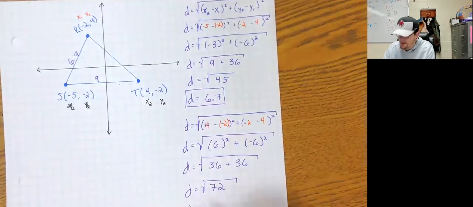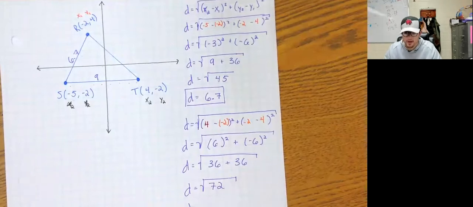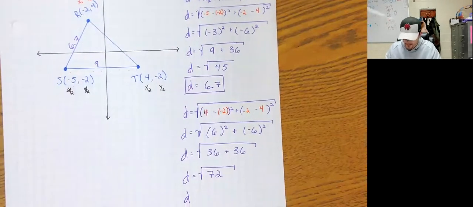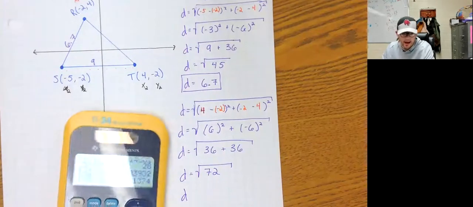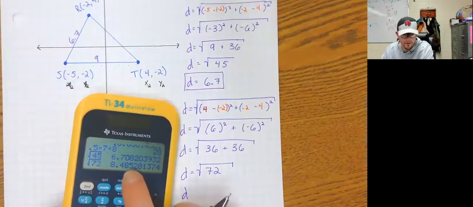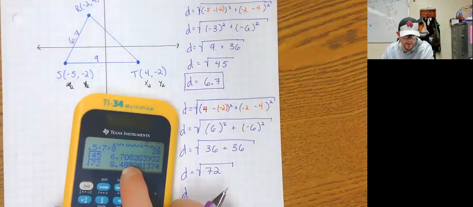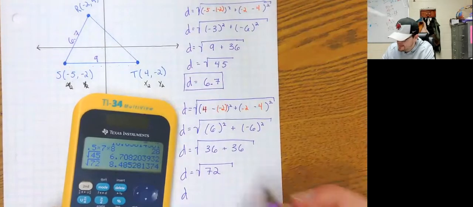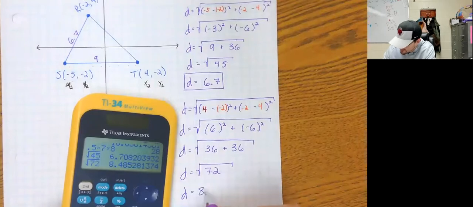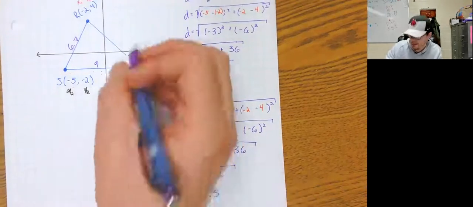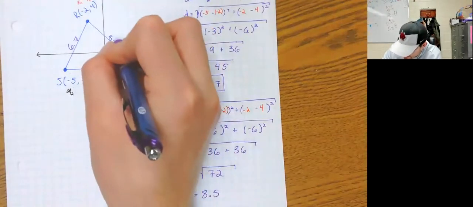And then we need to round that. So we're going to get on square root 72, we're going to get 8.48, and this 8 is going to round that 4 up to 8.5. So we're going to get 8.5. So this over here is 8.5.